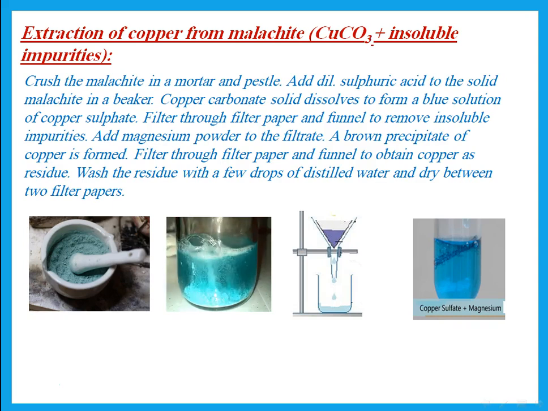Well, we could do a displacement reaction. Remember that we said if we add a more reactive metal, it will displace the less reactive metal from its salt. So if I add magnesium powder to a solution of copper sulfate, then the magnesium will react to form magnesium sulfate and copper metal will be formed, so a brown precipitate will be observed. Then we filter through filter paper and funnel. We obtain this brown precipitate of copper as residue, wash the residue with a few drops of distilled water and dry between two filter papers. So now we have the copper metal.